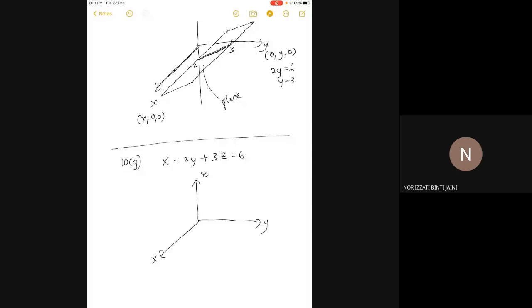Contoh bila aksi X, Y kosong, Z kosong, you akan dapat X equals to 6. If Y, then X 0, Z 0, then you will have 6 divided by 2, which is 3 lah. And then for Z, 6 divided by 3, which is 2. And then you sambung je ni.